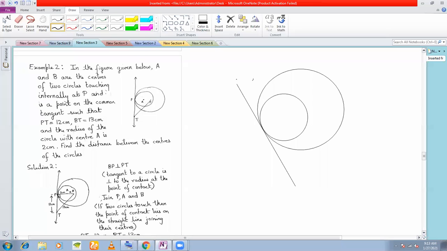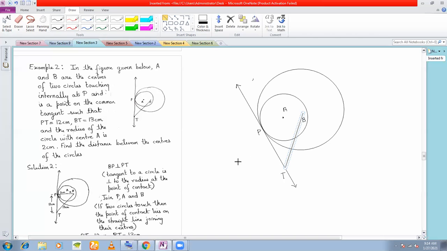This is your tangent, and this tangent is called the common tangent to the two circles, right? This is your center A, and this is your center B of the bigger circle. This is the point of contact P given to you. Also, there's a point T here that is given, and B and T are joined. So these two are joined.